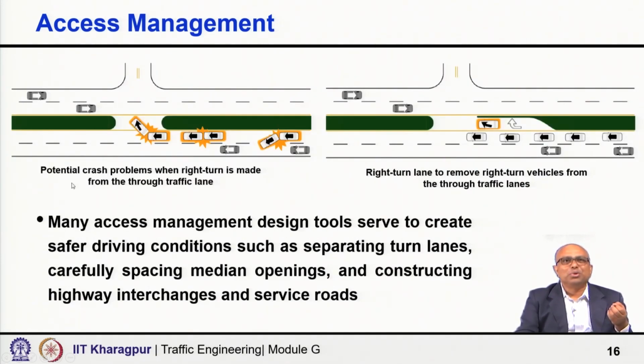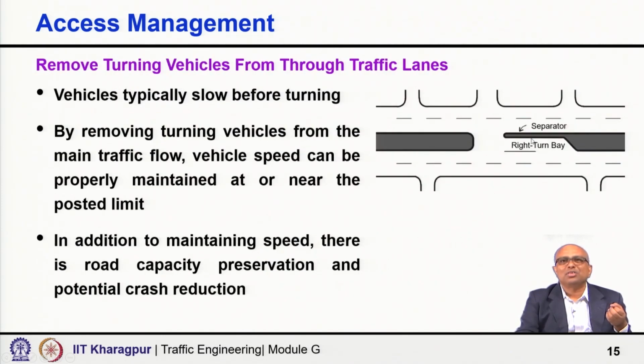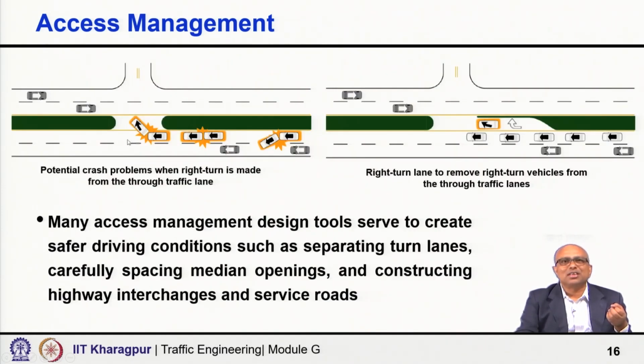Here I have shown the potential crash problem when a right turn is made from the through lane. Here you can see there is no right turn bay, as I have shown earlier, but here there is a right turn bay. The vehicle which is trying to take the turn is slowing down, so the following vehicle sometimes may not be able to control, and a crash may occur. The capacity loss will happen, because the vehicle is slowing down. Even if there is no crash, capacity will still be lower.